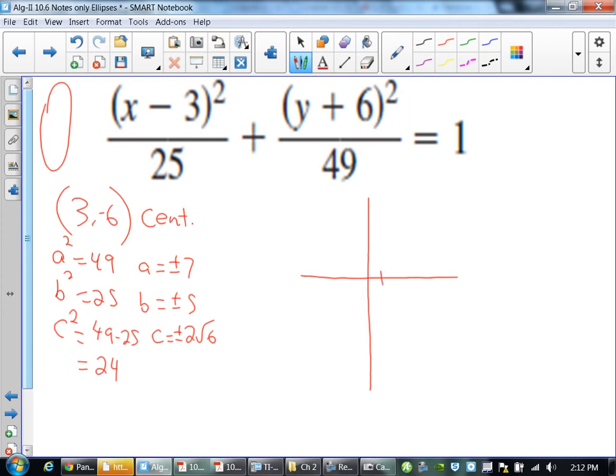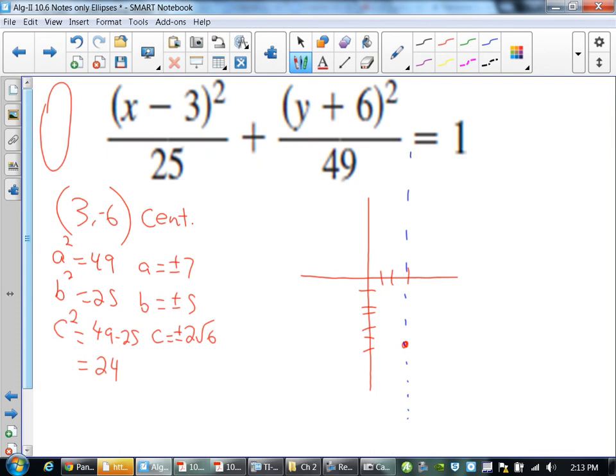3, negative 6. There's my center. Like the guy said, stretch vertically. So when I walk my a value, I just have to walk up 7 and walk down 7. So the a values are all going to be on the same vertical line, aren't they? Which means what coordinate doesn't change? The x. The x isn't going to change.